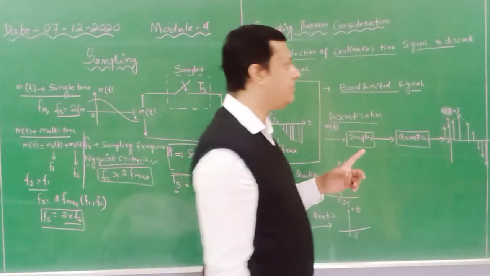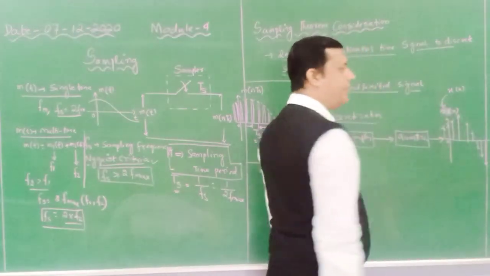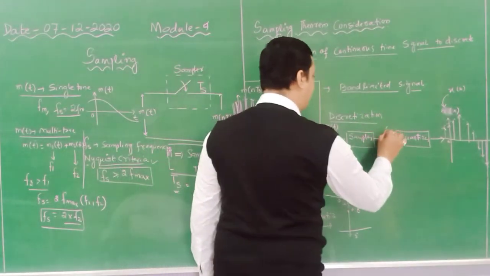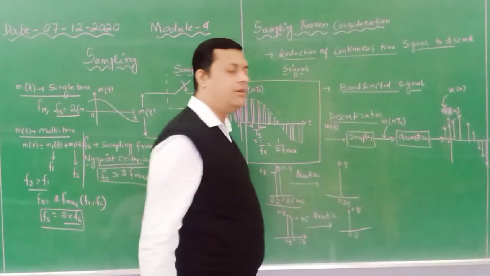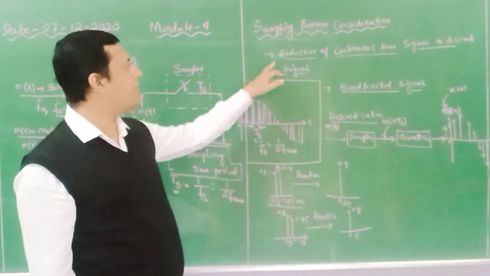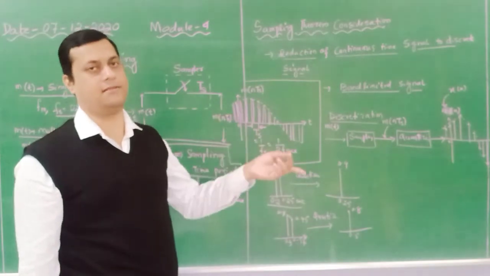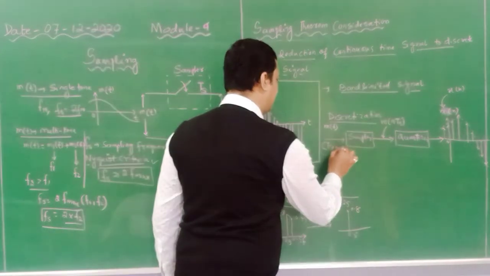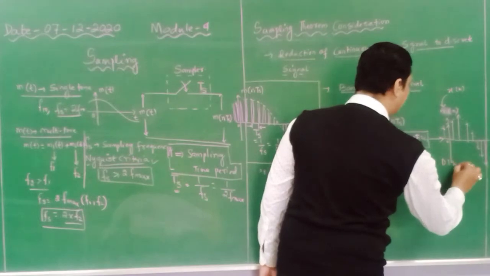In signals and systems, you have read what x of n is. So I have represented this as m of n because I have considered m of t. The output of the sampler gives m of nTs, and it enters the quantizer, so the resultant becomes a discrete signal. So the first one is satisfied: reduction of a continuous time signal to a discrete time signal. Yes, this is a continuous time signal, and this is a discrete time signal.